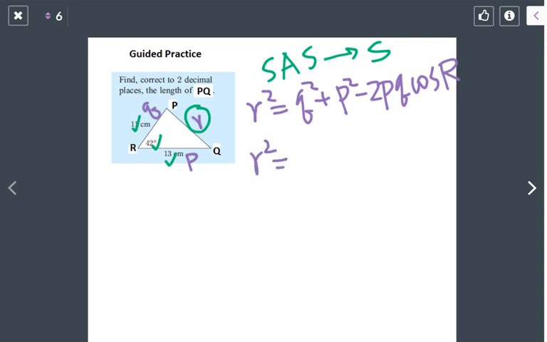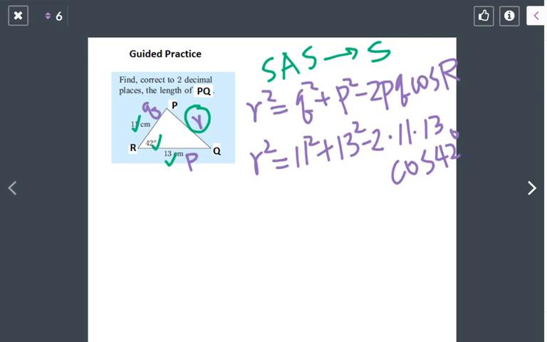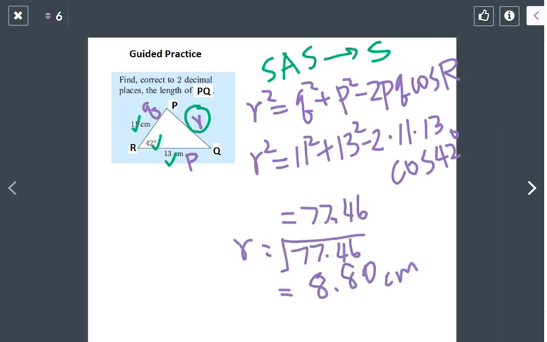So I just need to plug in these numbers now. R squared equals 11 squared plus 13 squared minus 2 times 11 times 13 cosine 42 degrees. So put into your calculator. Make sure your calculator mode is in degrees. Then we put into calculator, we get R squared equals 77.46. Then on both sides we do square root, get 8.80 centimeters.